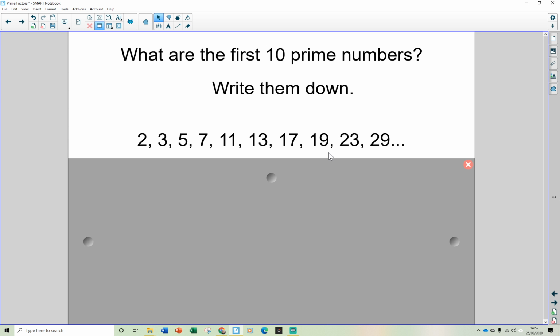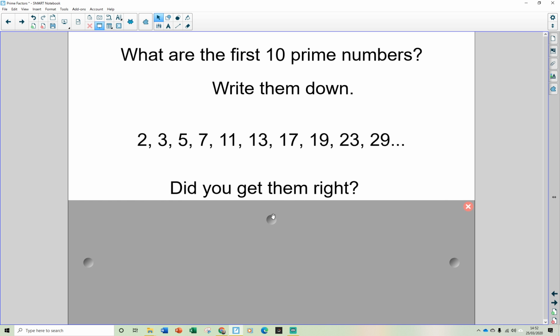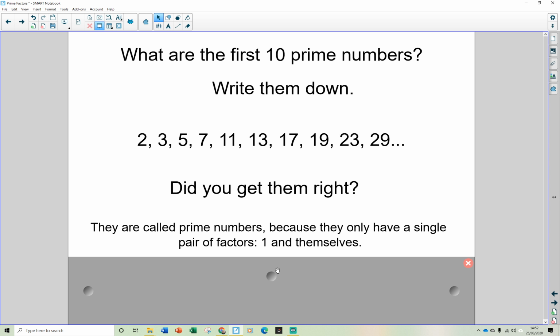Some interesting things to note about prime numbers. Firstly, almost all of them are odd numbers. The only exception is the very first one, 2. So 2 is the only even prime number. 1 is not a prime number, because the definition for a prime number is they have a single pair of factors, 1 and themselves. So 1 is not a prime number because it doesn't have a pair of factors, it only has a single factor. In fact, 1 is a square number. So it's a little bit different from some of the other numbers.